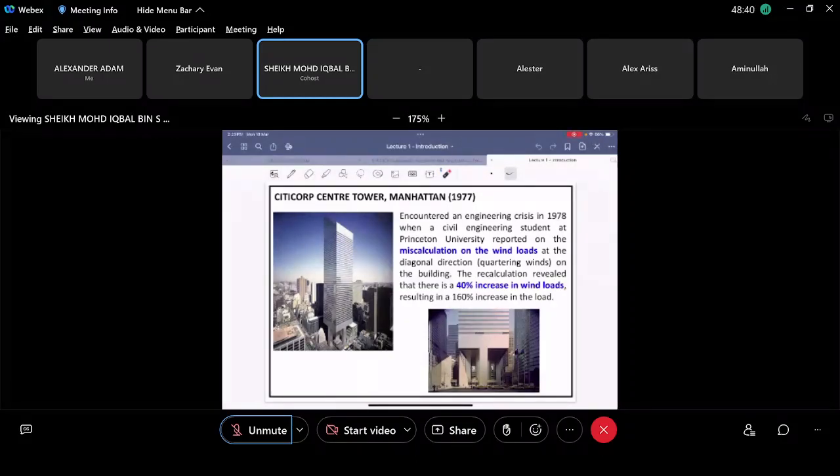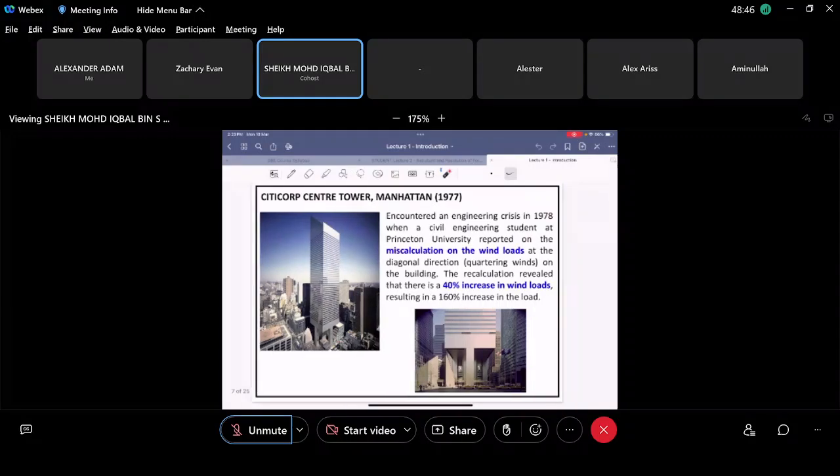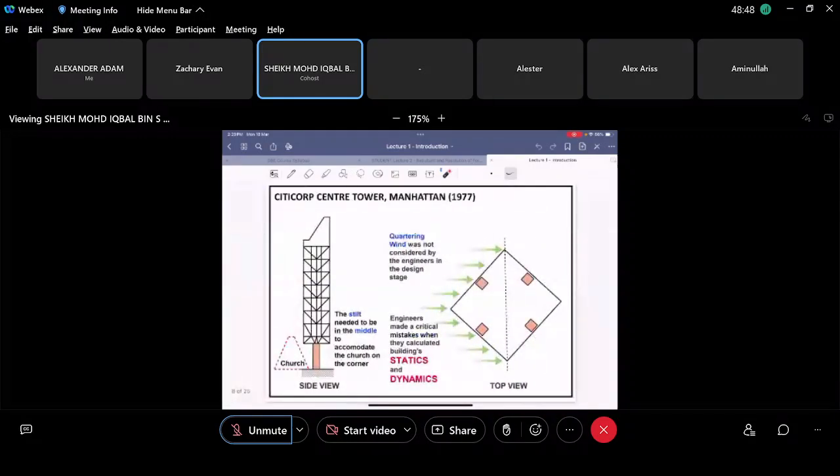They calculated the wind load. It was actually a 160% increase in the load. So it's actually very, very dangerous. It's called the quartering wind. It was not considered by the engineers in the design stage. That's why probably occupants in the building can feel slight movement, because the forces are not counteracted.